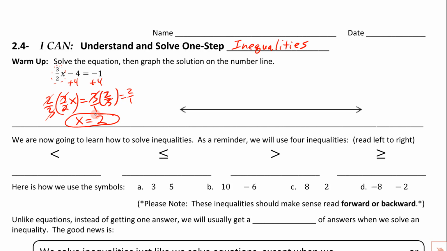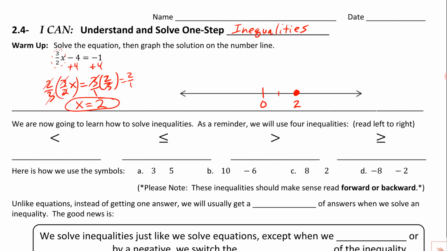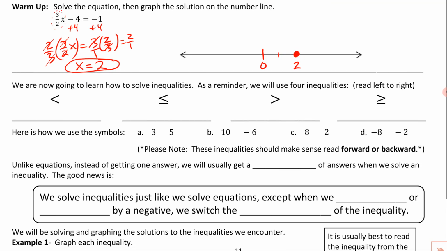So if we were to graph this answer, it's not a very interesting graph. Again, we're always going to put 0 on here, and then I'm going to put 2 right there, and we're going to put a big dot right there, fill it in, and put a 2 right there. Well, that's how we'd graph the solution to an equation. It's just one single dot. Okay, but now we're going to remind ourselves how we can solve inequalities.